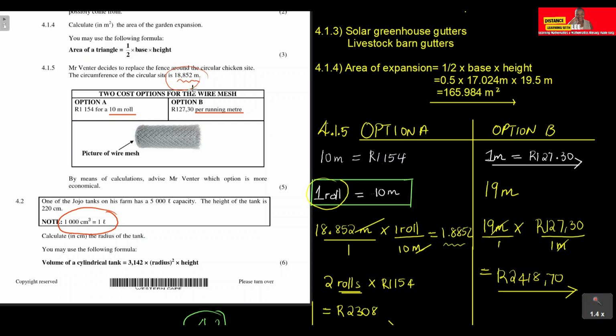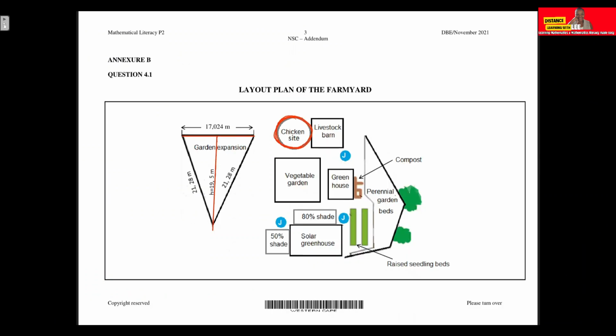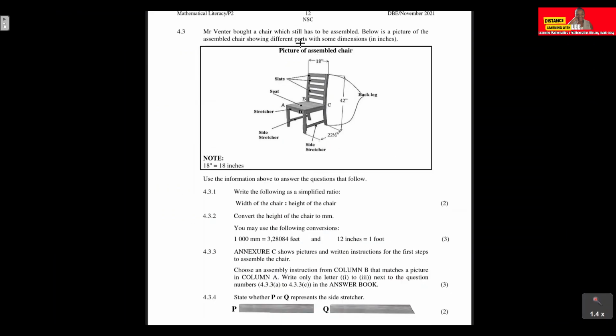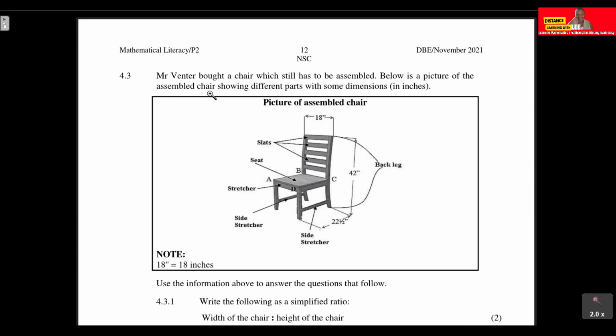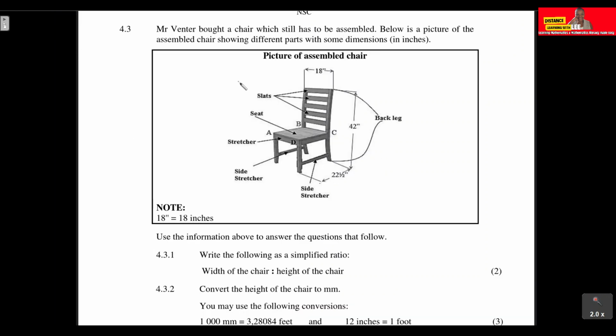Okay, let's have a look at question 4.3, which deals with assembly. Mr. Fainter bought a chair which still has to be assembled. Below is a picture of the assembled chair showing different parts with some dimensions in inches. So we're given a chair that has been assembled, and we are basically given the dimensions of this chair.